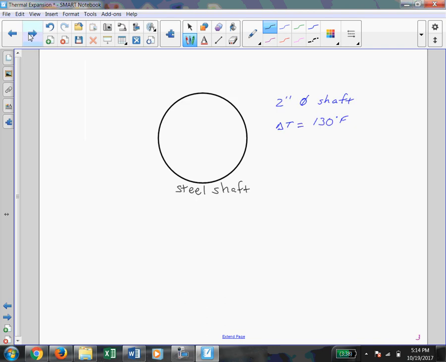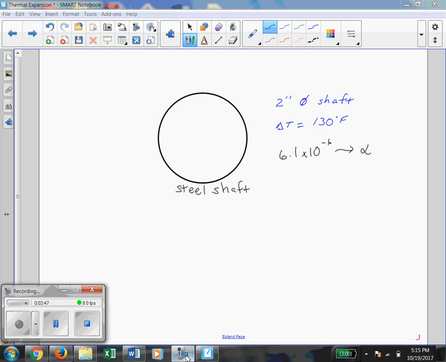And let's look at another problem. Here we've got a steel shaft, and the steel shaft is 2 inches in diameter, and if you remember, steel is going to be 6.1 times 10 to the minus 6th for the coefficient of thermal expansion. Take a minute or two just to see if you can solve the change in diameter of this particular steel bar. And again, you can look at the diameter as the length. In this case, it's going to be growing the same.